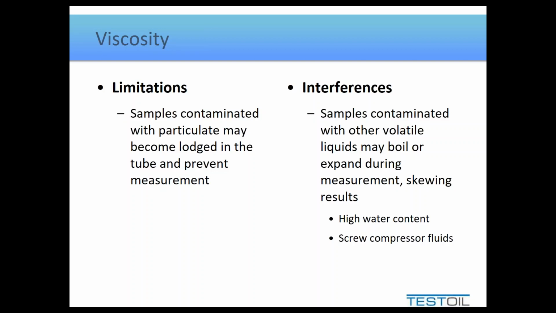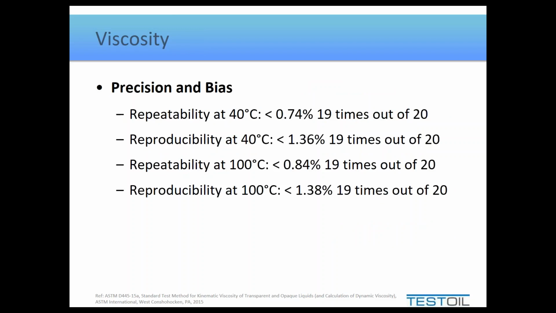But that is a known interference when it comes to viscosity, is what else is in the fluid and will it boil or otherwise perform some volatile reaction at the temperatures it's being measured. To that end, the precision and bias statements from ASTM for viscosity are given at both 40 and 100 degrees Celsius. You'll notice that they are about 1%, meaning that yes, you can definitely treat changes to the first decimal place as a realistic evaluation of what's going on in the fluid. Trying to read too much into the second decimal place is asking a bit much out of the test.